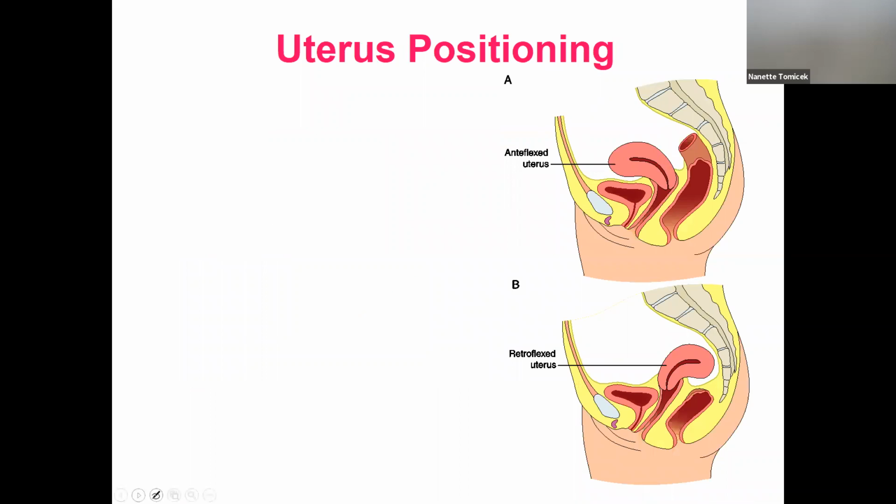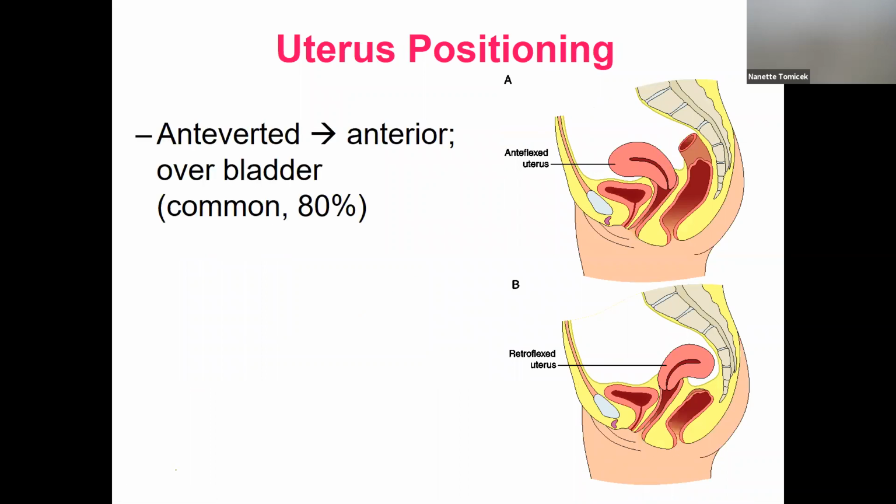I just want to make a comment about uterine positioning. So these are sagittal sections from the side view here. Okay, so about 80% of women out there have an anteverted uterus. Ante just means forward. And that means that the uterus is kind of folded over towards the front of the body, and it's sitting on top of the bladder here.